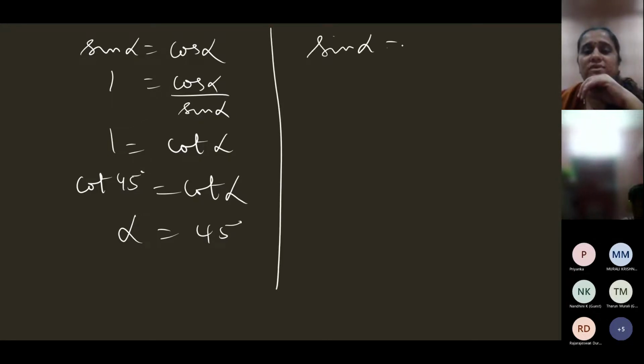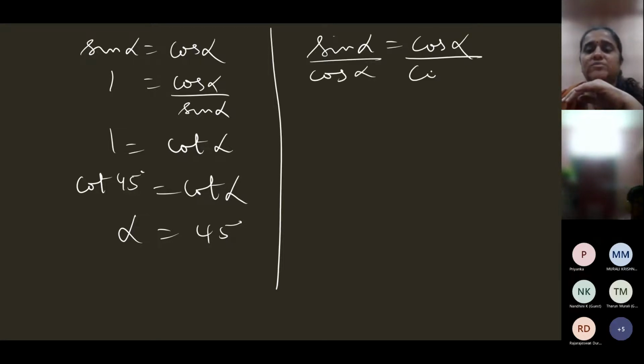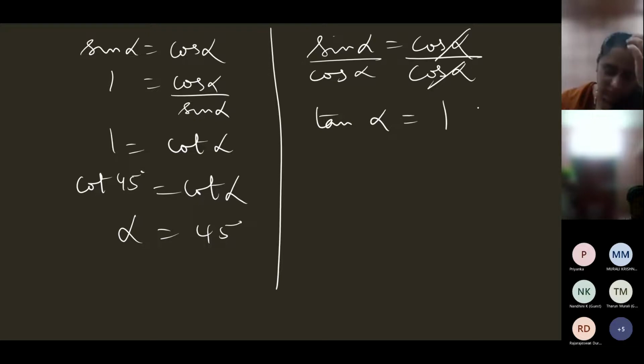Or you can divide both sides. We are given that sine alpha is equal to cos alpha, right? So you can divide both sides by sine alpha, or you can divide both sides by cos alpha. That way also you will get tan alpha. Sine by cos is tan. Tan alpha is equal to 1. So, okay.